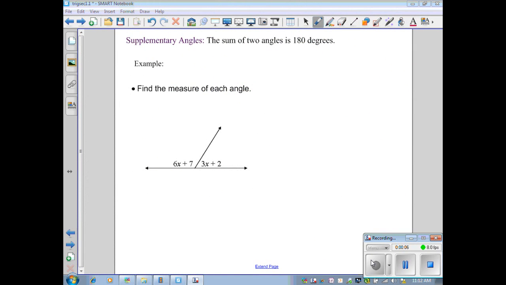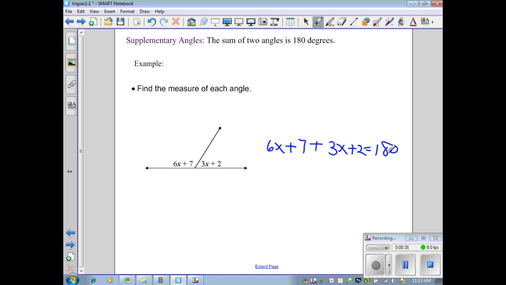Let's continue on with supplementary angles. The sum of two angles is 180 degrees. As you can see in the diagram, this is a straight angle, so we know that it adds up to 180 degrees. The angles are adjacent, but they don't need to be. So in this situation, again, we're going to add the two expressions together. Since they're supplementary, they will add up to 180 degrees.